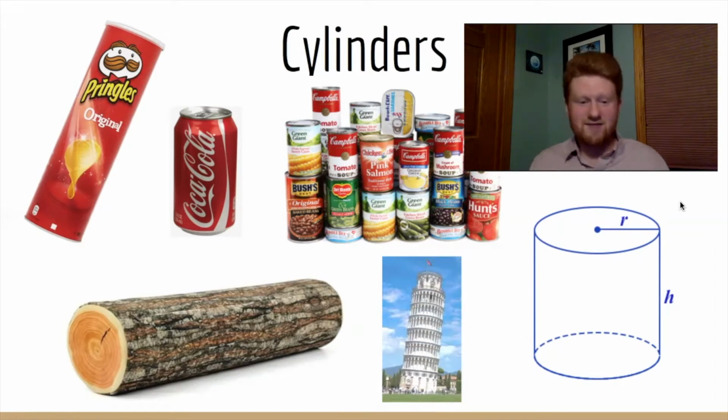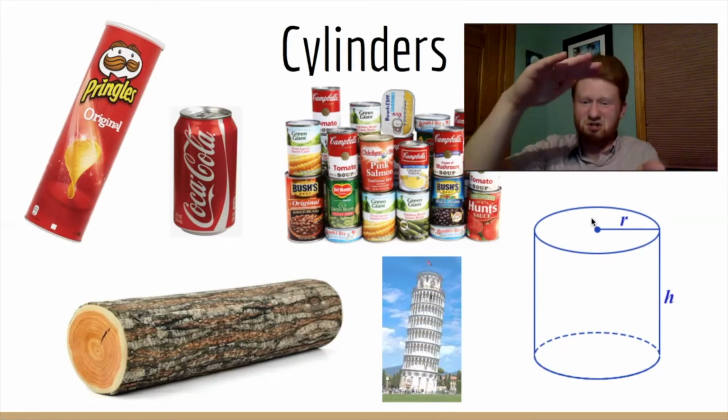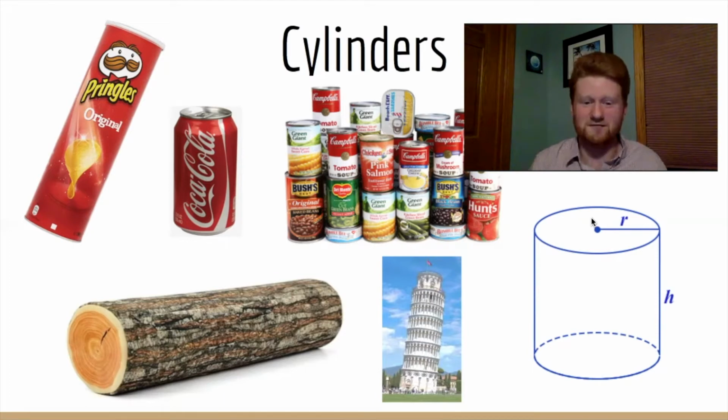So on the screen, I've just put up a few classic cylinder examples. Top left here, we have Pringles, a big fan of mine. I really like them. And then over here, we have a pop can. And while, yes, there's a little slanted surface here, in essence, it has a cylindrical shape. There's a circle on top, circle on bottom, and a connected curved surface.